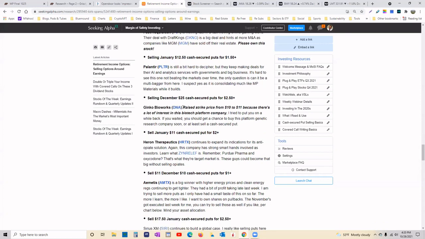Ginkgo Bioworks. I raised the strike price from 10 to 11 because there is a ton of interest from strong-handed long-term investors in these stocks.